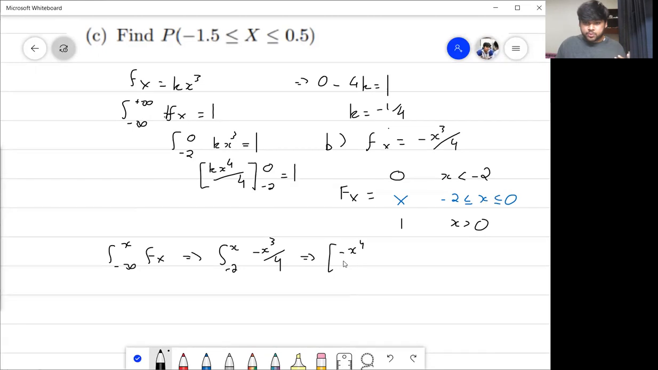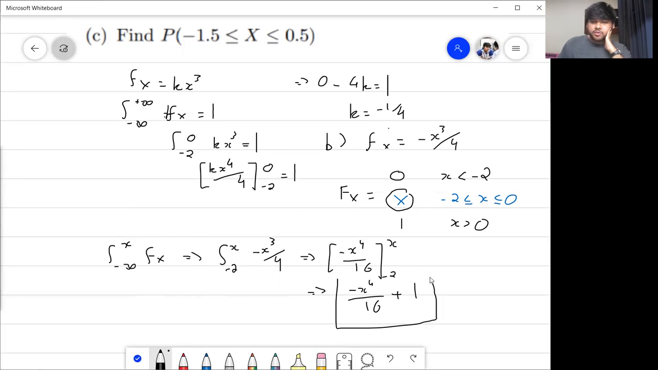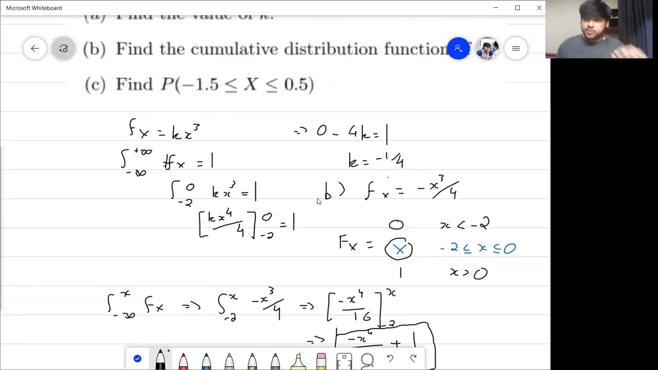This will be minus x⁴ by 16. And I'm going to put in the limits of -2 and x. Calculating this, I will get minus x⁴ upon 16 minus the value at -2, which is minus 16 upon 16, minus minus plus, so this will be +1. So essentially this value should be minus x to the power 4 upon 16 plus 1. Okay, so I found the CDF function of x, and it covers all possible values of small x.